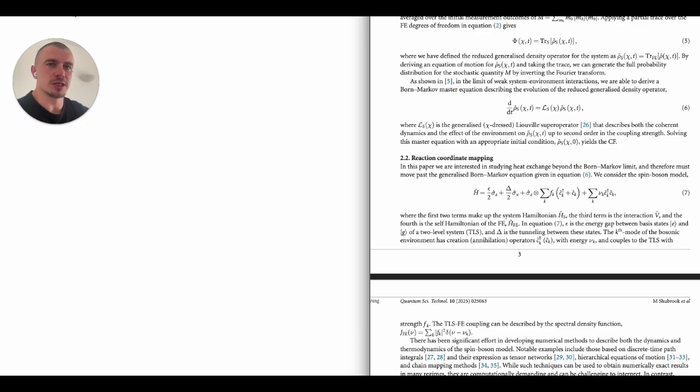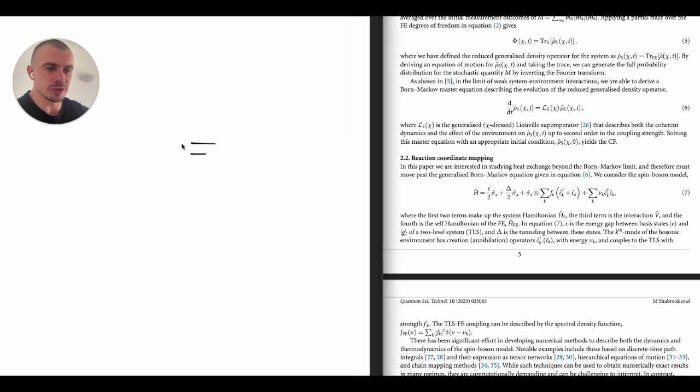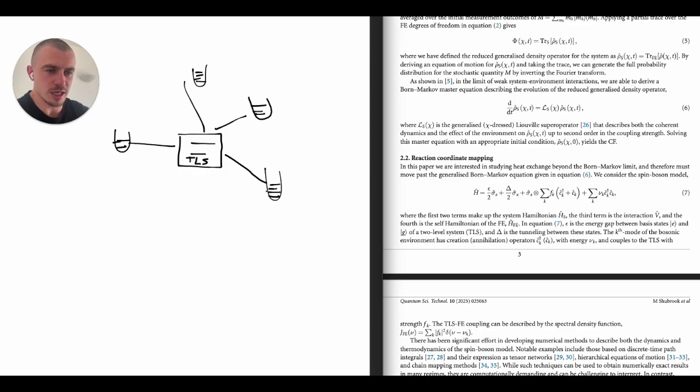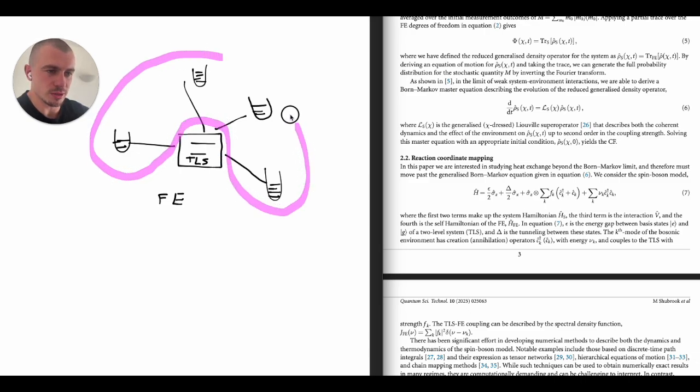Okay, so in this particular picture, where we have a two-level system coupled to a bunch of harmonic oscillators, I'm going to draw them as such. I'll just draw 4. So we have this coupling between our two-level system and our environment. We're going to call this thing the full environment. So everything that is not the two-level system, we're going to call the full environment. And the reason why we call it full will become clear shortly.